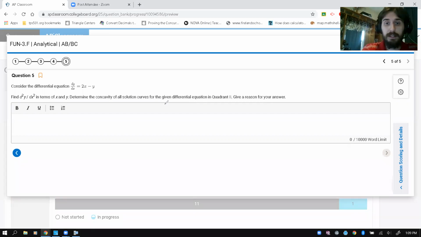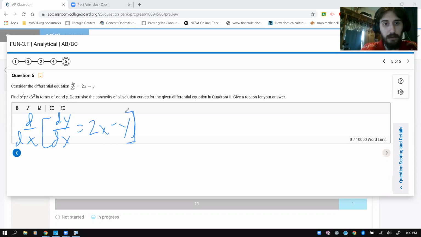Okay, don't let the second part of this question intimidate you when you're doing your test. We are asked to find another derivative. We're given a derivative, we're asked to find the second derivative. So I'm going to take the derivative of dy dx equals 2x minus y.